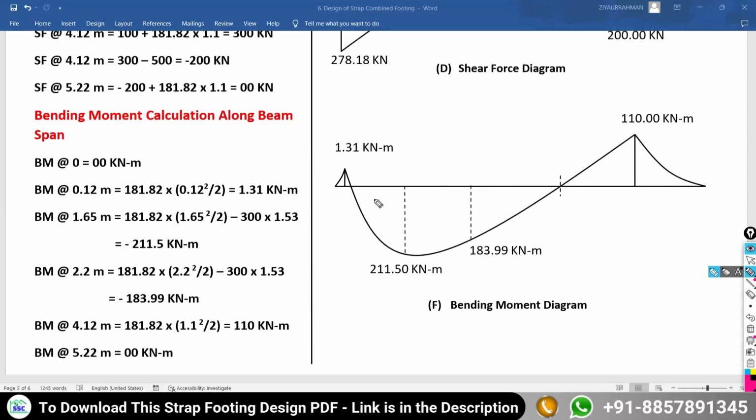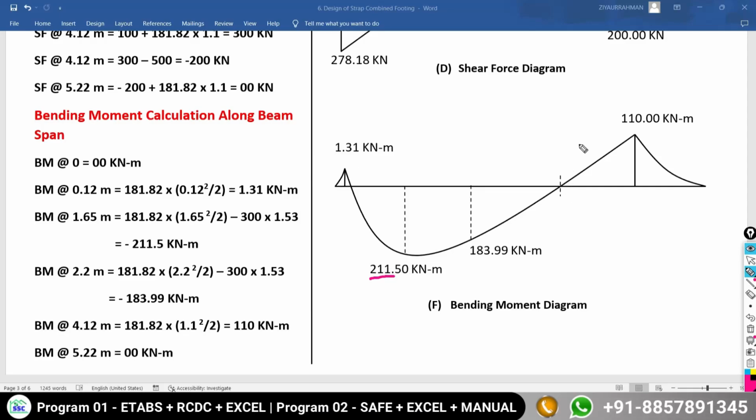For that, I need to consider the maximum bending moment along the span of the beam. So how much is the maximum bending moment we got along the span of the beam? It is 211.5. Irrespective of the sign, we don't need to go with plus and minus. Irrespective of the sign consideration, we have to consider the maximum bending moment. So we are getting the maximum bending moment as 211.5 kilonewton meter.